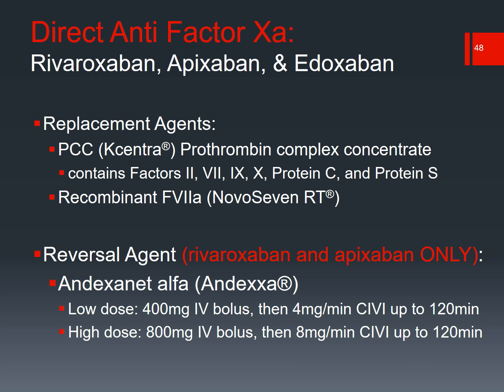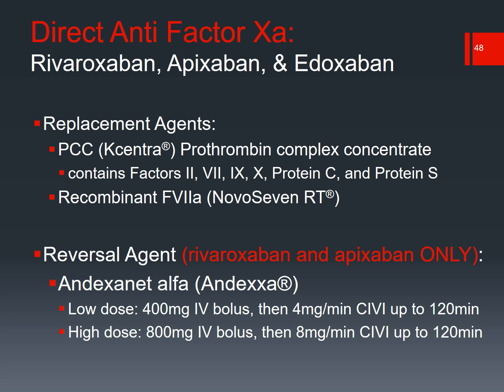Up until recently, there was no reversal agent for these medications, and so included in the labeling for all three of these drugs, we have suggested replacement agents instead. PCC, branded as Kcentra, is a prothrombin complex concentrate that includes factors 2, 7, 9, 10, protein C, and protein S that can be used as a replacement agent when we have bleeding with these medications or overdose of these medications. And then we also have a recommendation for recombinant factor 7, branded as NovoSeven, a recombinant therapy that is also available in the labeling.